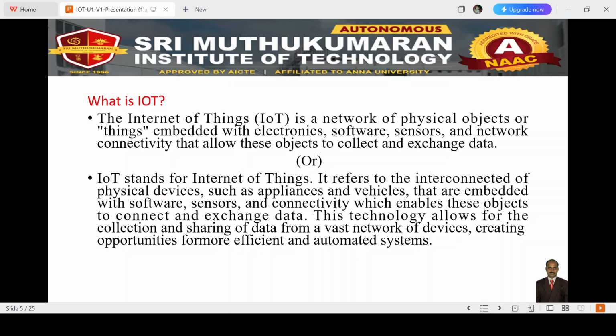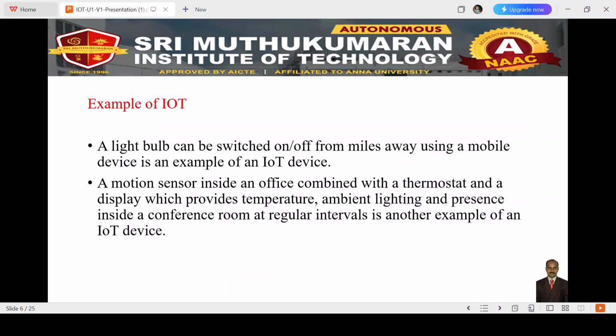Data is the most vital thing in IoT, because data exchange is the only thing that we are going to work on. This technology allows for the collection and sharing of data from a vast network of devices, creating opportunities for more efficient and automated systems. Examples of IoT: a light bulb can be switched on or off from miles away using a mobile device is an example of an IoT device.